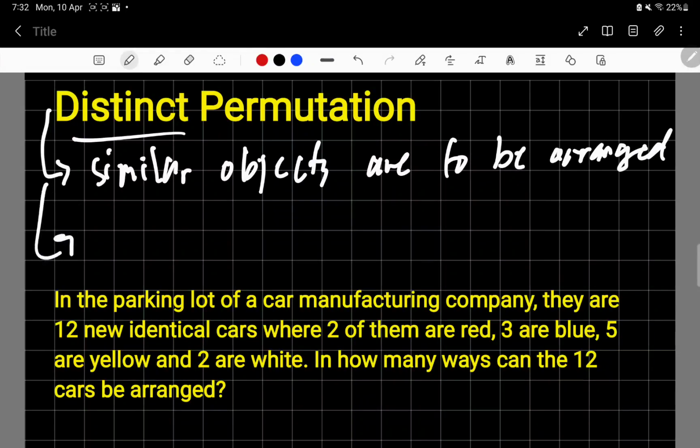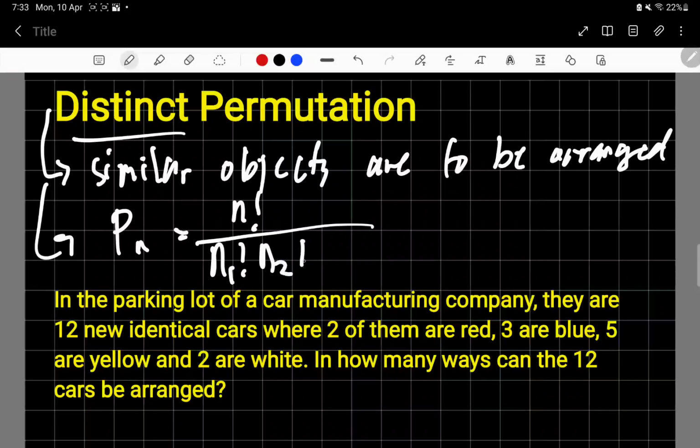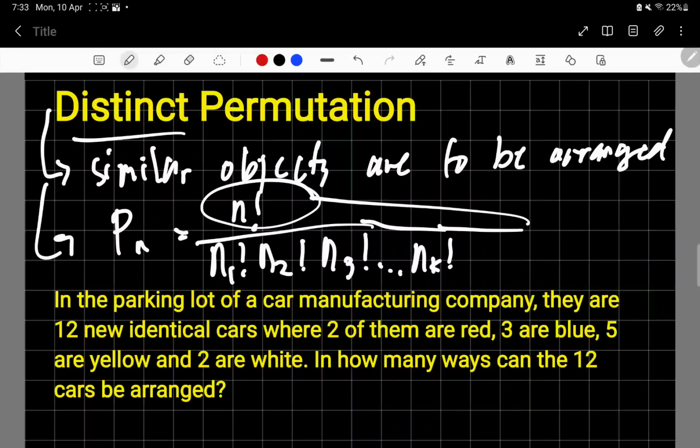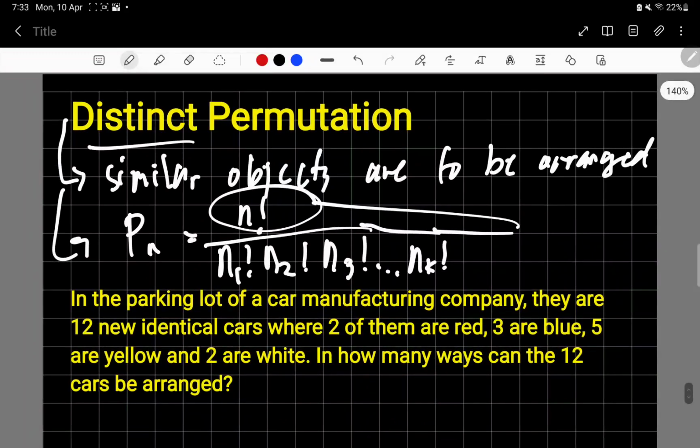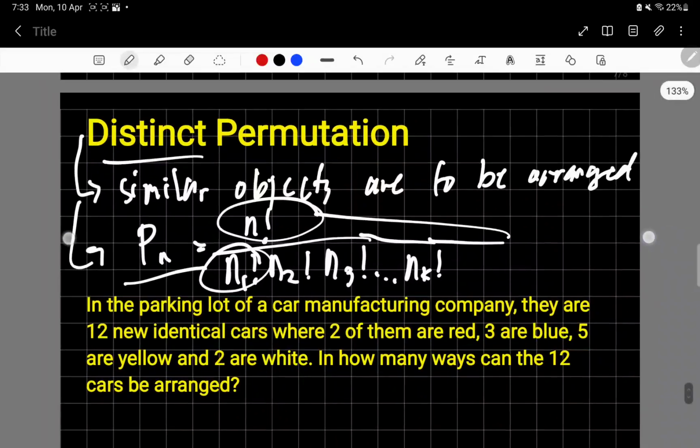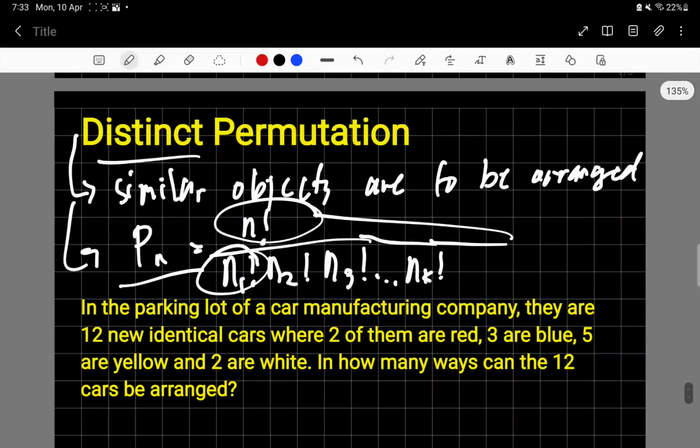And as our review, ang formula natin for the distinct permutation, that is equal to n factorial over n sub 1 factorial times n sub 2 factorial times n sub 3 factorial and so on until the n sub k factorial. Wherein yung n factorial natin, iyan yung total number of objects that we had na ina-arrange natin. And yung n sub 1 factorial, iyan yung mga similar objects. Okay? So, para mas maintindihan nyo pa, let's have an example or the application of this formula.